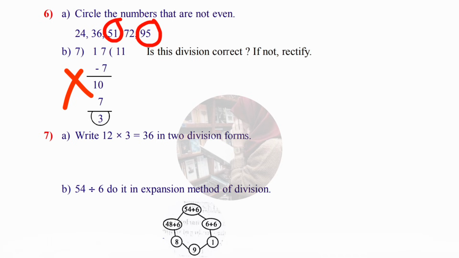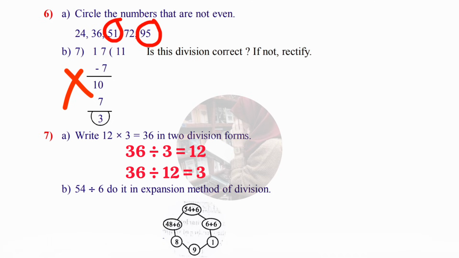Next, seventh question is write 12 multiplied by 3 equal to 36 in 2 division forms. Actually we have done this type of problems in our worksheets. Okay, let's write it down here also. So 12 threes are 36 is given. So it can be written in two division forms. One is 36 divided by 3 equal to 12. Second division form is 36 divided by 12 equal to 3. Got it?